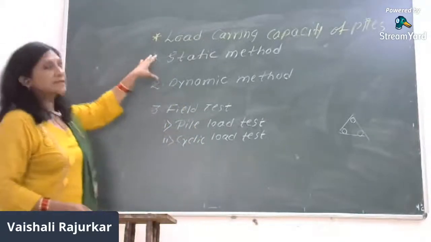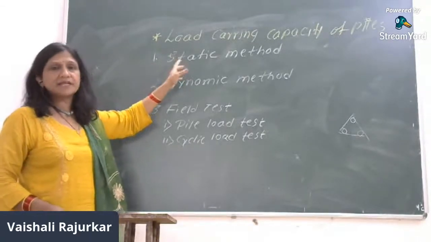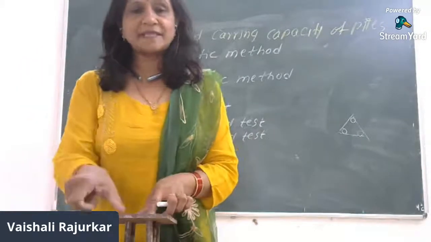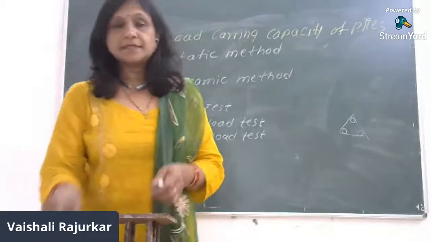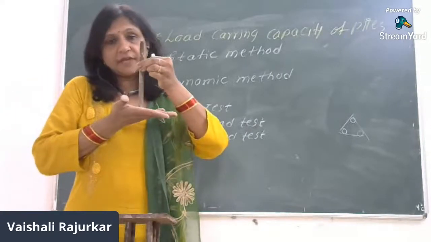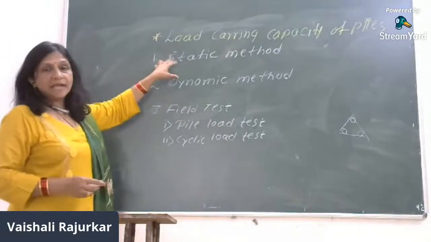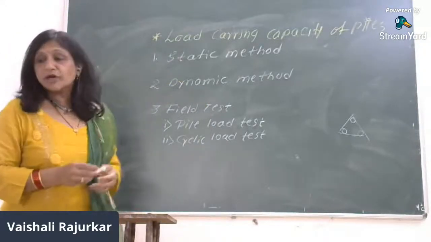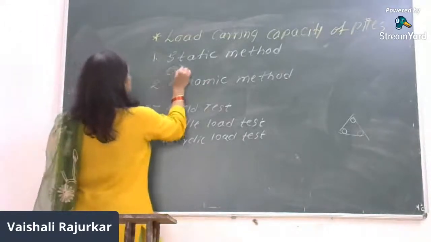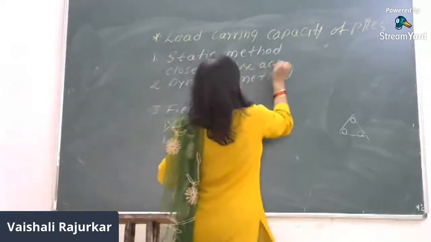So first we will discuss the static method. The static method is the analytical method, which is a more realistic method, where all the parameters are taken into consideration, that is the number of piles, spacing between the piles, diameter of the pile, length of the pile, the surrounding soil, and the soil which is available at the bottom. So all these things we are taking into consideration. Then it will be a static method. So the static method is a more realistic method and is close to the actual value.